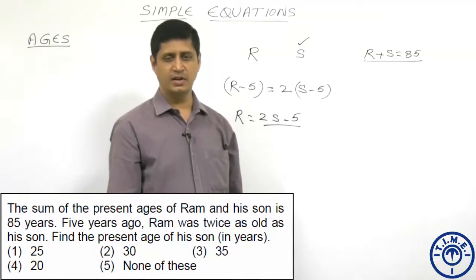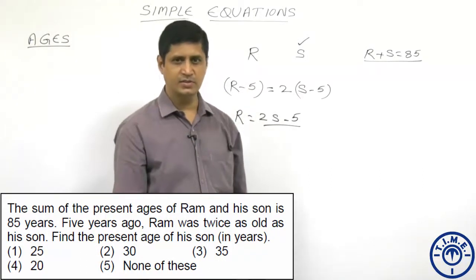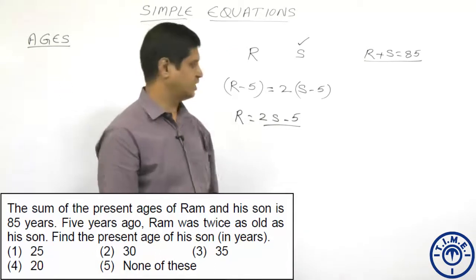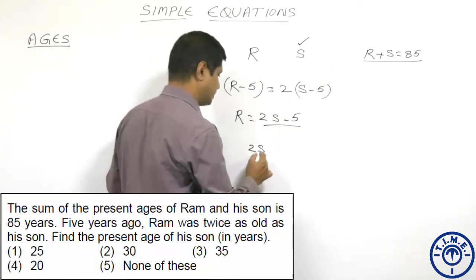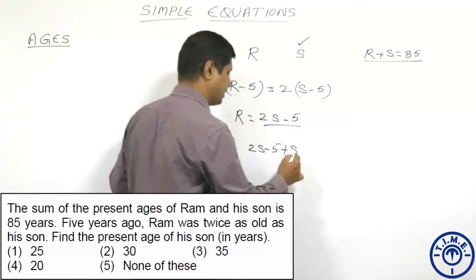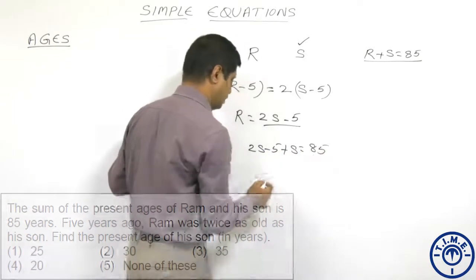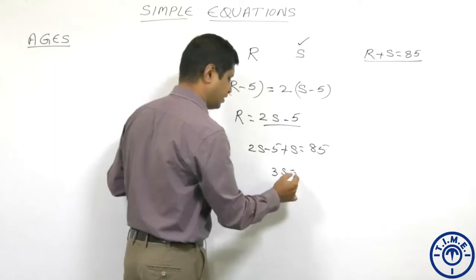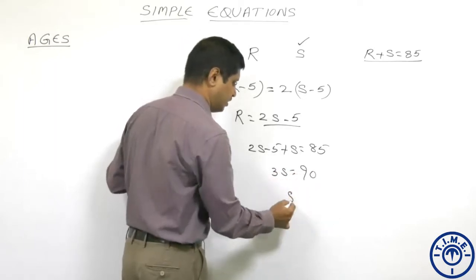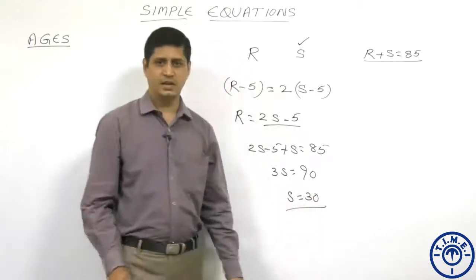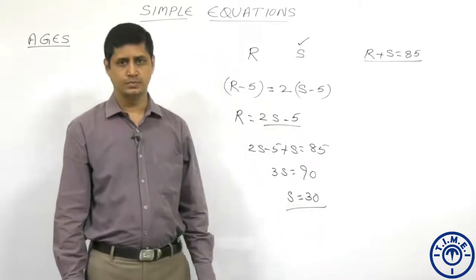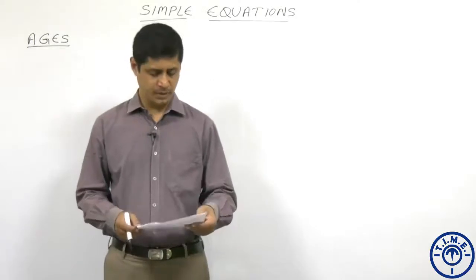So what is the value here? 3S is equal to 90, which means S is equal to 30. Now substitute the value here: 2S minus 5 plus S is equal to 85, the value of 3S is equal to 90, and the age of the son is 30 years. What is the right choice? Option 2. Now look at the next question.